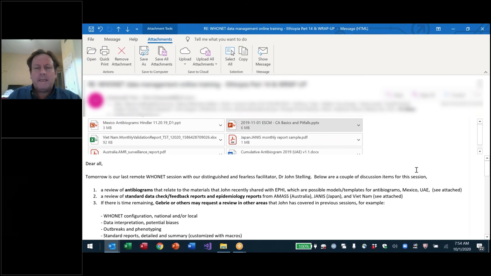So bad quality data is still collected, but do not share it with anybody except that hospital and the network coordinators. The good quality microbiology data still has problems of biases and sampling. Let's see, where was I going with that? Okay, so patient level data.